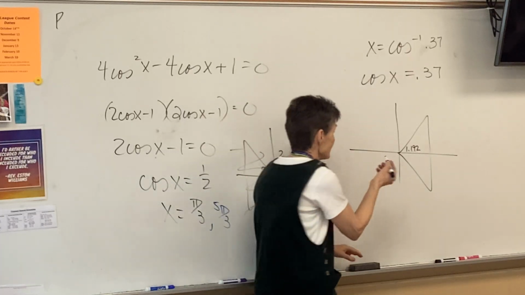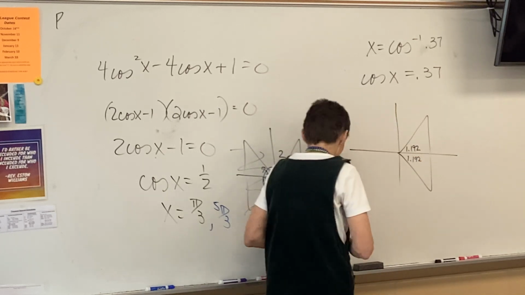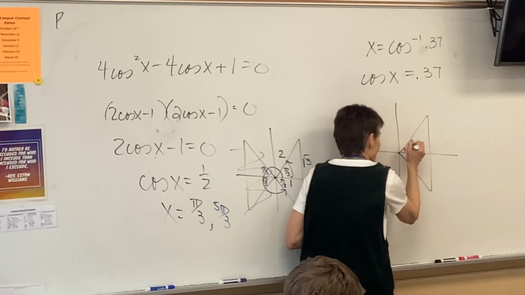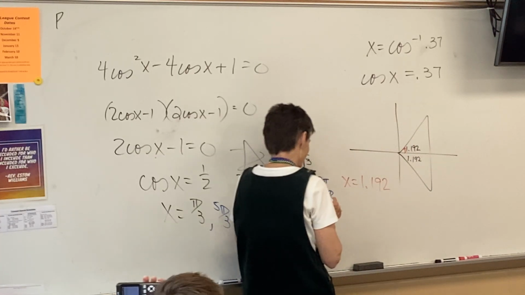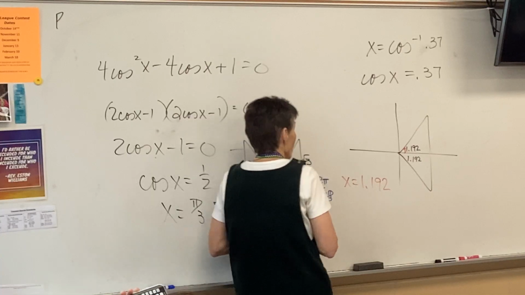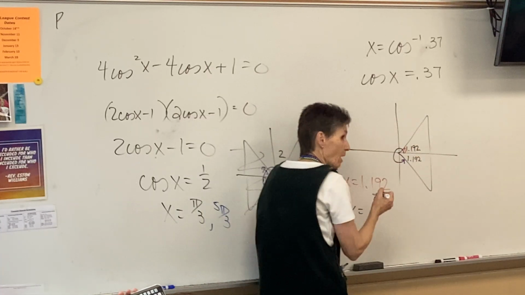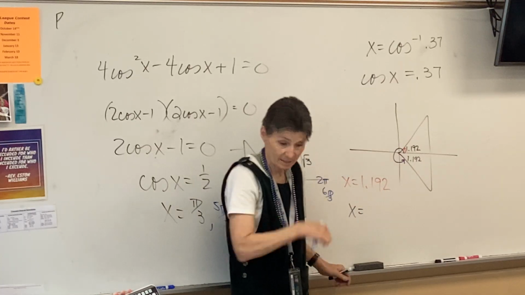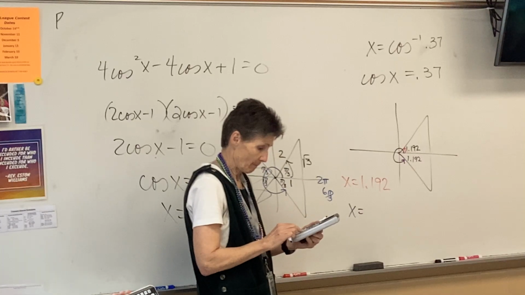Now that means this is also 1.192. So my answers are going to be the red angle, which is 1.192. And then the purple angle, which I will find how? How will I find that? 2 pi minus that number.